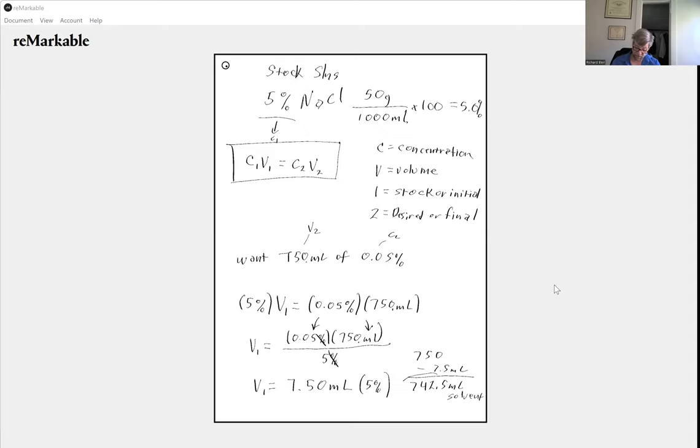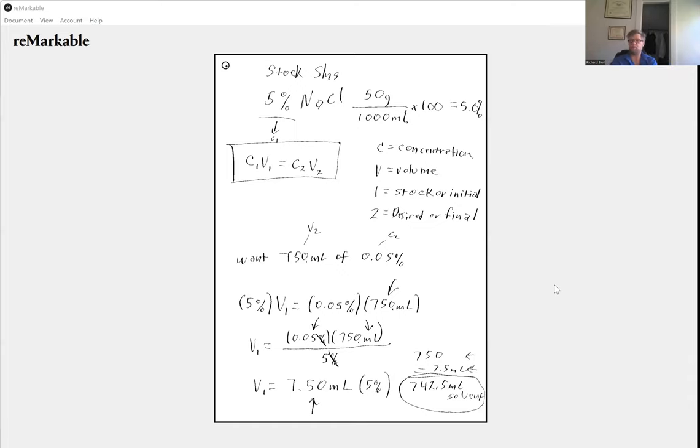So if you want, you can figure out how much solvent you need to add by subtracting the amount of stock solution from the final volume. So this is the stock solution we're going to take. Just subtract it from the total volume. That'll tell you how much water you're adding. The easiest way, get a graduated cylinder, measure it up to 750, and you're done.